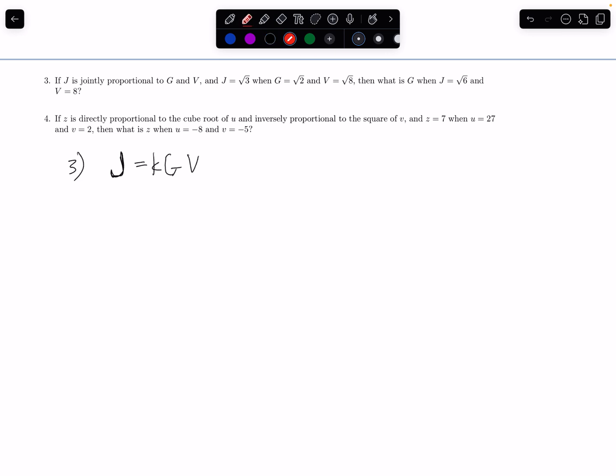What are the values we're given? We're given that J is the square root of 3. Okay, nice ugly number. G is the square root of 2, and V is the square root of 8. That's kind of weird choices, but okay. And then we're going to solve for K, with pretty straightforward algebra from here, because we have just numbers.